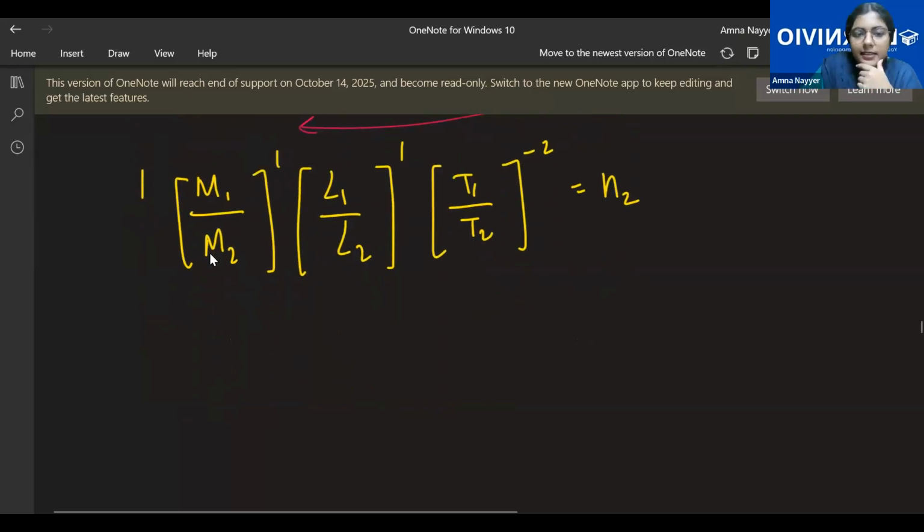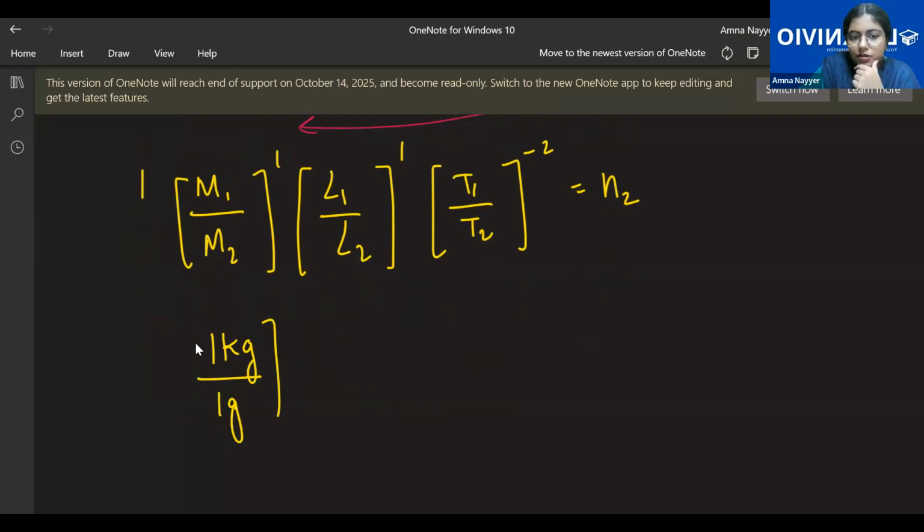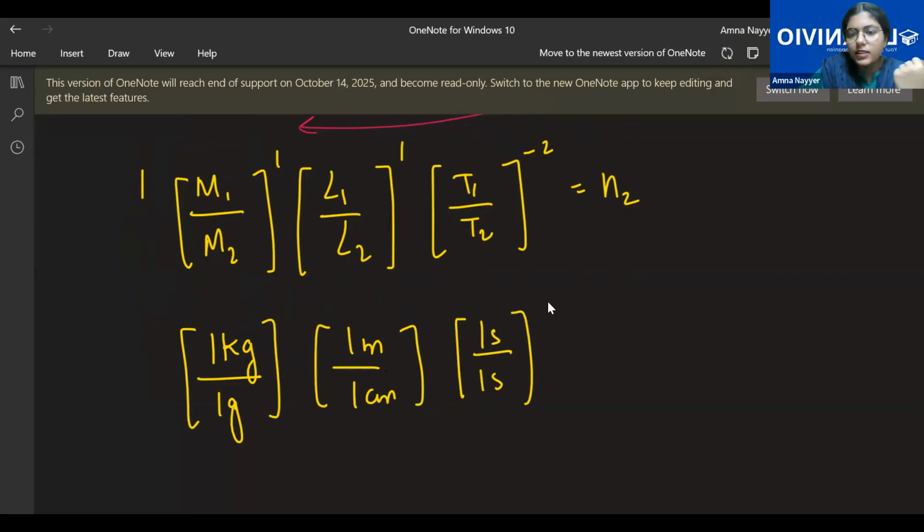Now in our SI system, mass is written as 1 kg, while in the CGS it is written as 1 gram. So you're going to put it like this. Length is written as 1 meter in SI, and as 1 centimeter in the CGS. While time is written as 1 second in both.